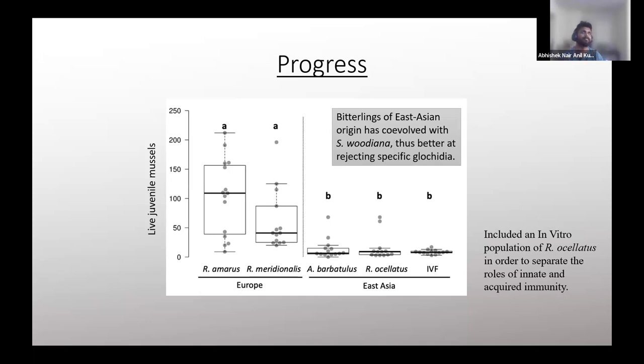We also included an in vitro population of Rhodeus ocellatus. That's a bitterling from China, or East Asia, let's say. This was to basically separate the roles of innate and acquired immunity. The IVF population has never come into contact with glochidia or any tissue of mussels. So we know that acquired immunity is not playing a significant role in our study.